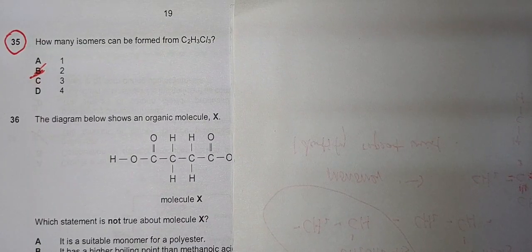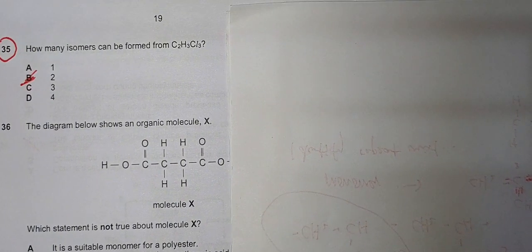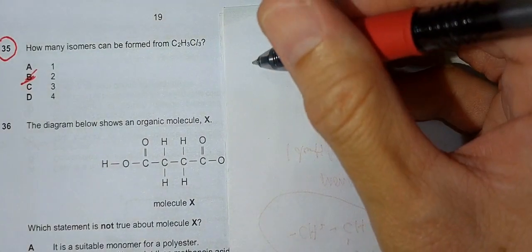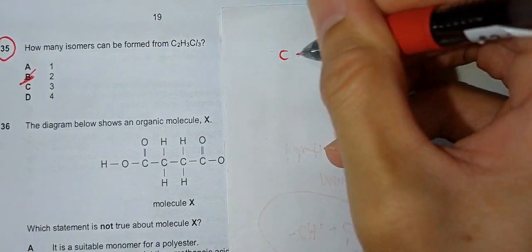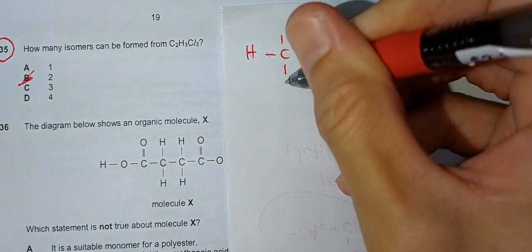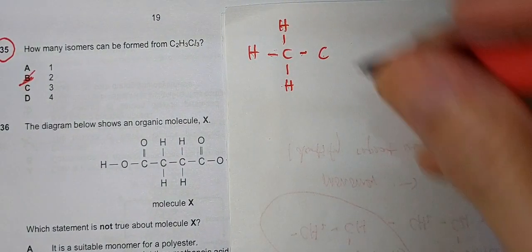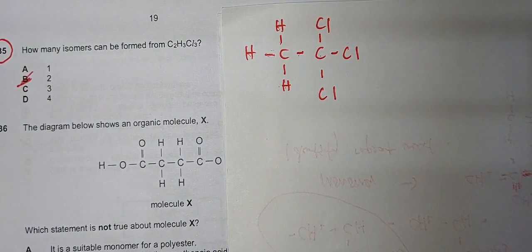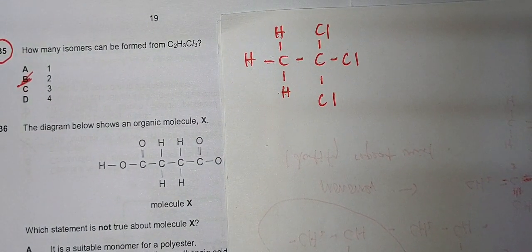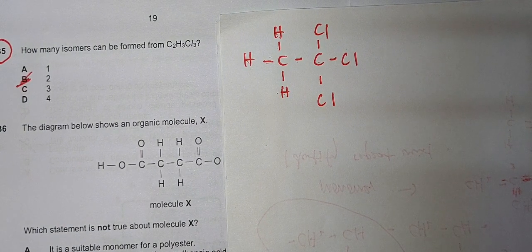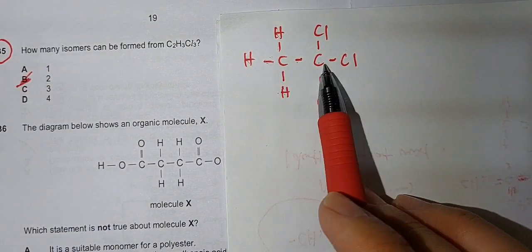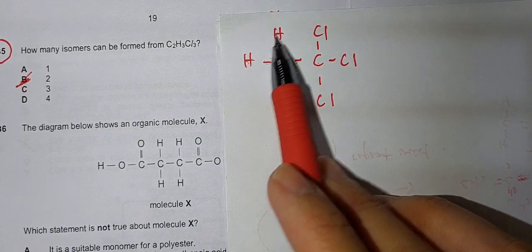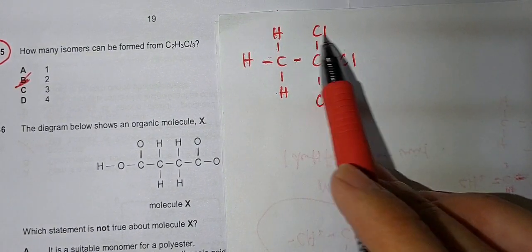Okay, 35. How many isomers can be formed from C2H3Cl3? So we can draw the structural formula. CH3 and then CCl3. Okay, so this is a structural formula. How many isomers? So isomers have the same molecular formula but different structural formula. So structurally they are different. So there are 2 carbons here. Okay, so this carbon has all the hydrogen atoms, and this carbon has all the chlorine atoms.